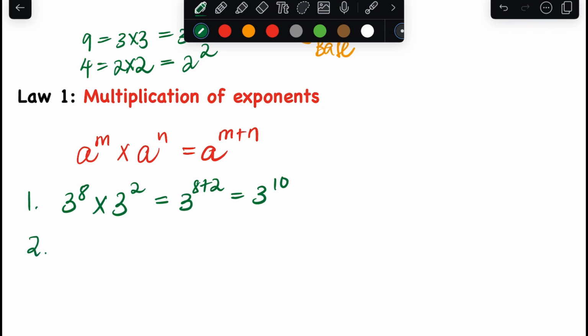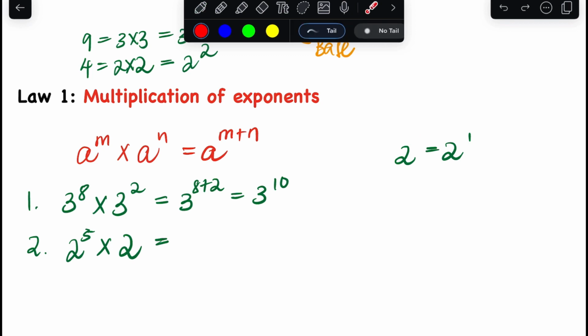Example 2. Let's say we have 2 to the power 5 multiplied by 2. Now, what do you need to remember? 2 is equal to 2 to the power 1. There's an invisible 1 there. So the bases are the same. You take just one base, which is 2, and then you add the powers. It's 5 plus 1, which is 2 to the power 6.